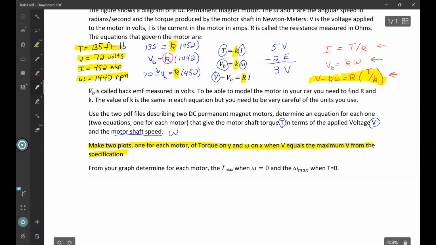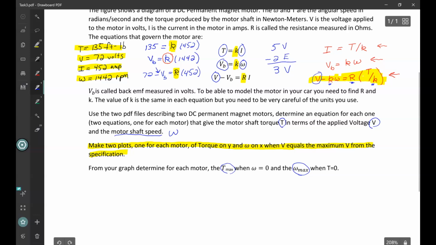Okay, so when you're doing this plot, you'll know what the voltage is for each motor. You know what the K is. You know what the R is. And so you can make a plot of T versus W, which is not hard to do. You can probably look at that equation and see what kind of equation it is, whether it's linear or what. Now, in order to determine the T max and the omega max, you don't have to plot it, right? I mean, plotting it, it's obvious where it is.